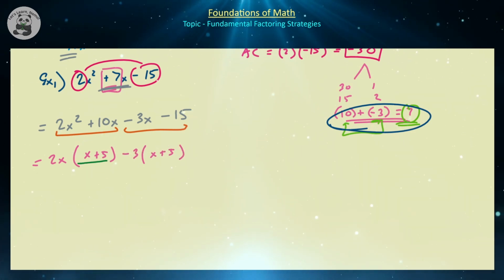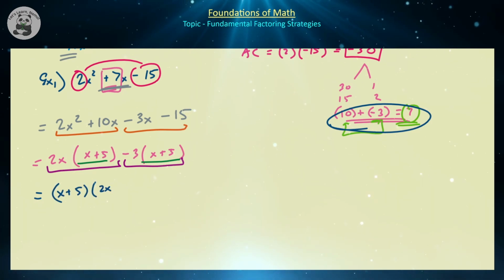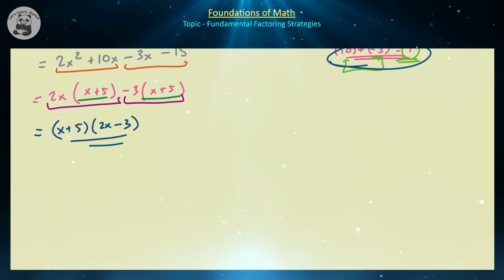Notice that x plus 5 is a factor of both the first and second terms, so we can factor out x plus 5 from the first, leaving us with 2x, and x plus 5 out of the second term, just leaving us with minus 3. That gives you the same exact answer as we generated with the completing the square technique.